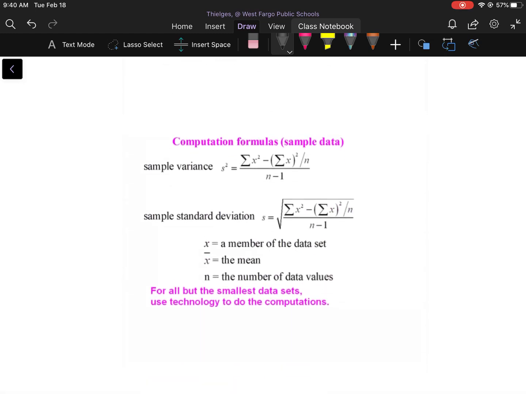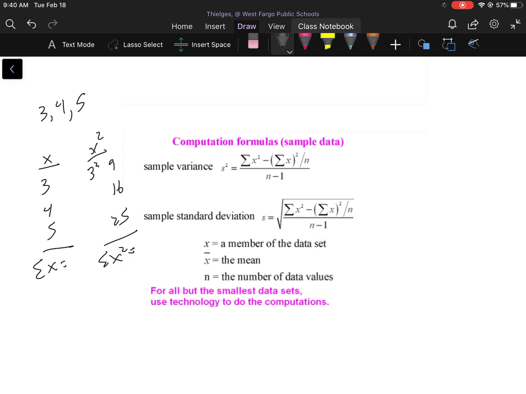Now, there is another way to do this. You could take all of your x's, list them all out, and find the sum of x. You could take each of those numbers. So if I had, say, 3, 4, and 5, I could square them: 9, 16, 25. Add them all up and get, say, 12. 9 plus 25.